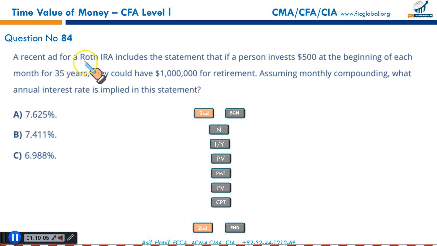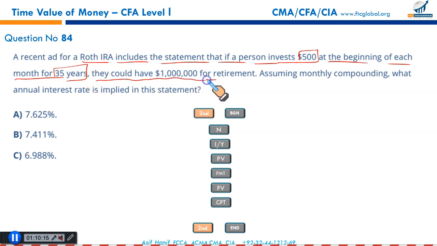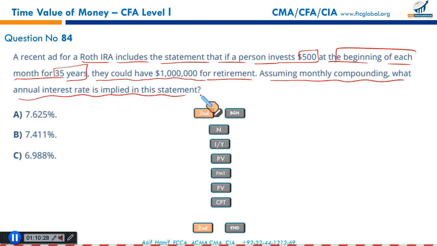A recent ad for a Roth IRA includes the statement that if a person invests $500 at the beginning of each month for 35 years, they could have 1 million for retirement. Mind the words beginning of each month. That's an annuity due. The investment is to be made right now. They could have 1 million for retirement, assuming monthly compounding. What annual interest rate is implied in this statement?